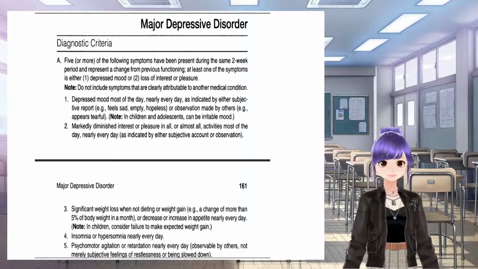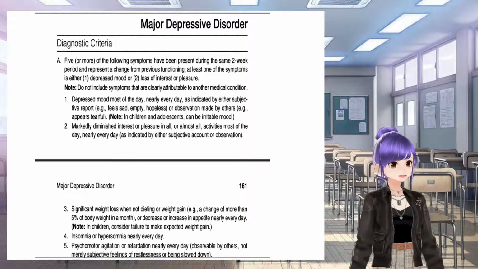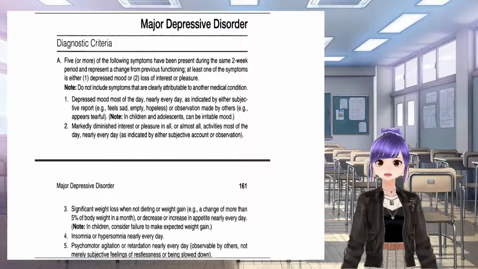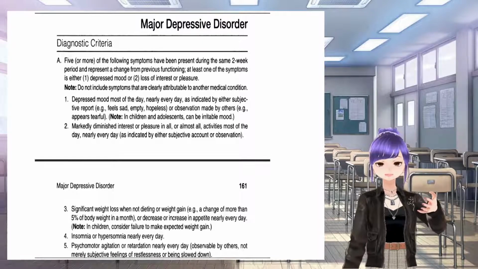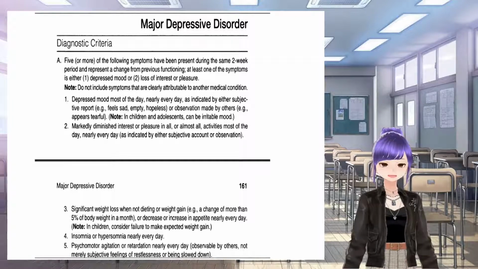Number 3 is significant weight loss when not dieting, or weight gain. For example, a change of more than 5% of body weight in a month, or decrease or increase in appetite nearly every day. Note, in children, consider failure to make expected weight gain. Some people's way of coping is through eating. But if it's a very sudden change in body weight, like 5% in a month, or a sudden decrease in weight that is not normal when you are dieting, that may be a sign of depression.